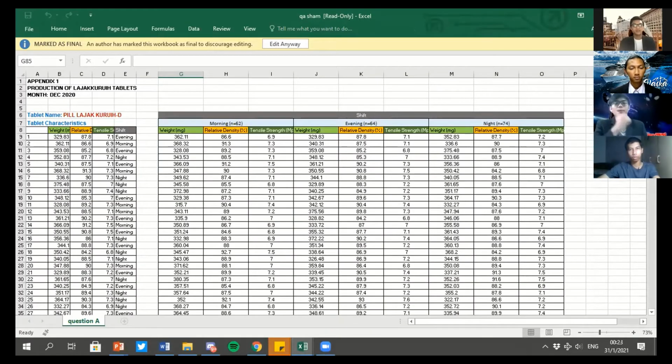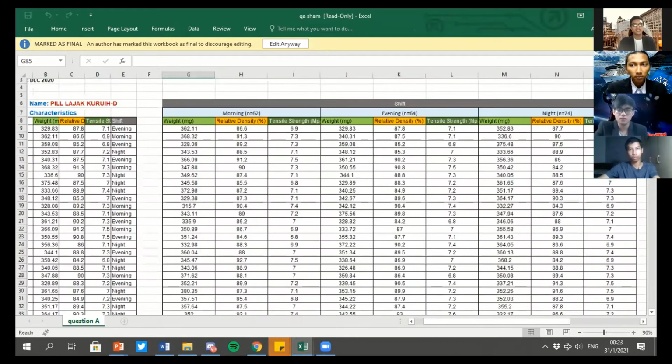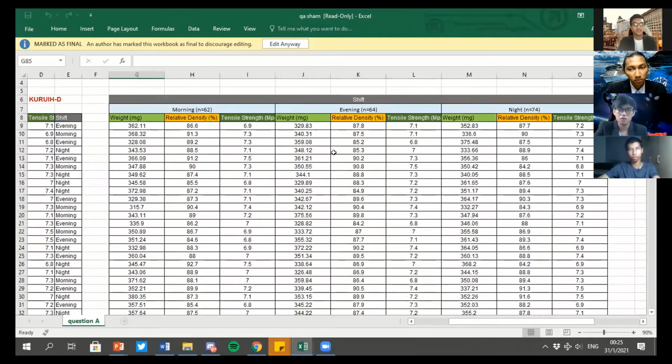So in order to make it easier for us, we sort the data according to the shift each tablet is made, which are morning, evening, and night. From this table, we can see that the quantity for the morning produced is 62, for the evening is 64, and for the night is 74.